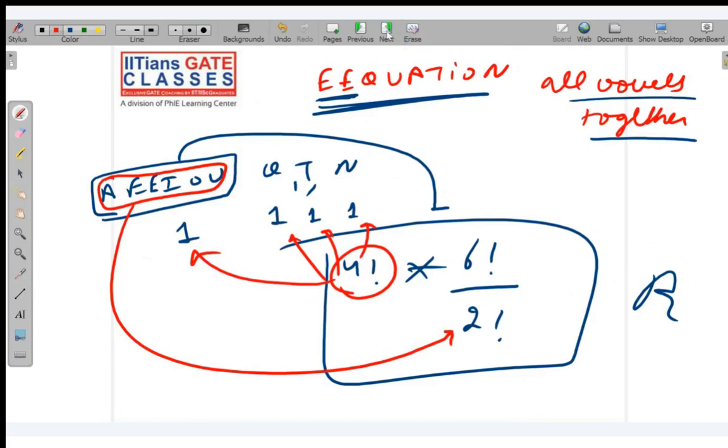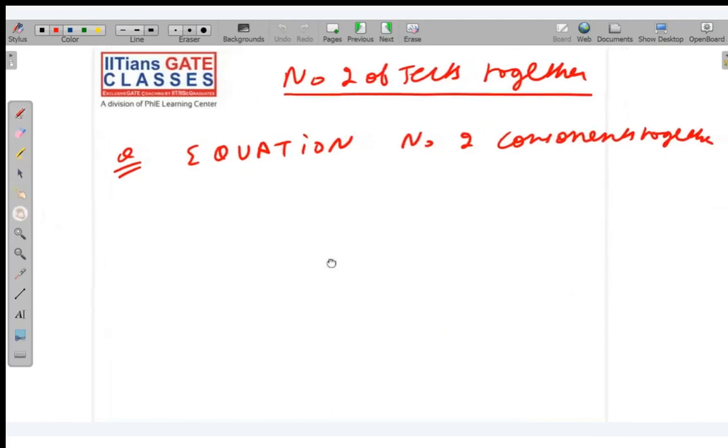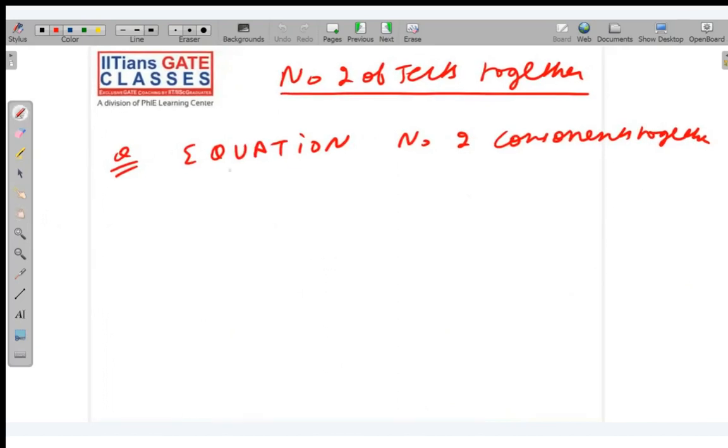Done, sir. Okay. Next is no two objects together. I think you have got it. Now this is just like a complementary problem. The word equation is there, and no two consonants should be together. So how can no two consonants be together? A much better way is you first try to arrange. Actually, it is not a complementary problem. You should not consider that two objects are together when I am saying no two objects together. Let me write it properly. It is not a complementary problem.